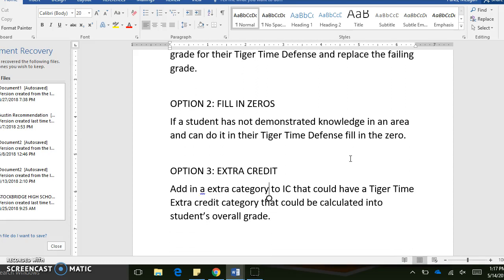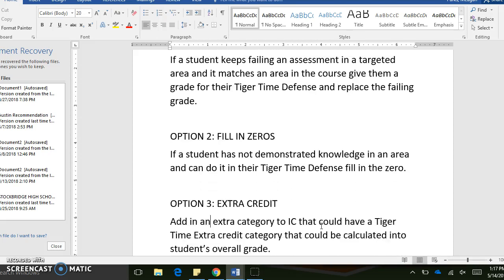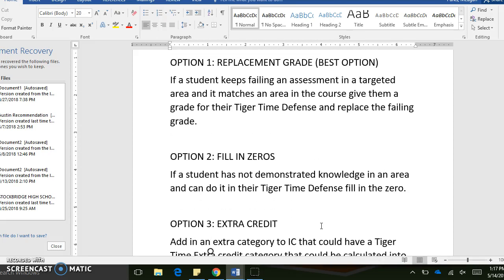The third option would be extra credit. What you could do is add an extra category to IC where you have Tiger Time extra credit. Then that extra credit can be calculated into the student's overall grade. Any one of these options would be great in giving the student credit for their Tiger Time class.